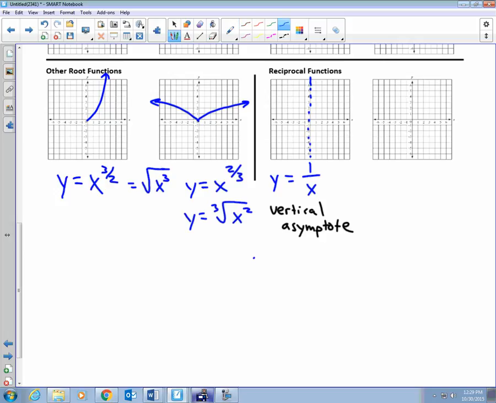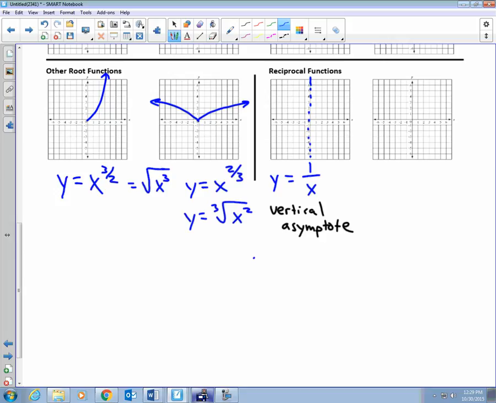Now, in this case, you also have a horizontal asymptote, and an asymptote is an imaginary line that the graph approaches, but never actually touches. We do have a vertical one here because you can never plug in 0. However, there's also an output that the graph can never achieve as well.